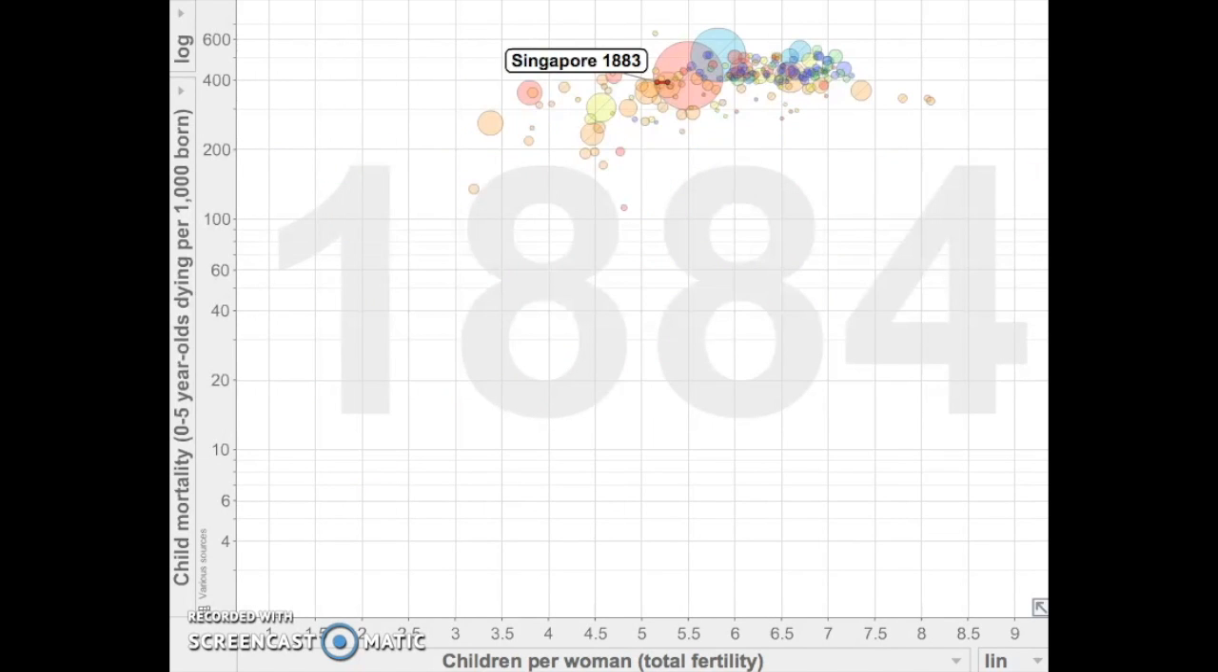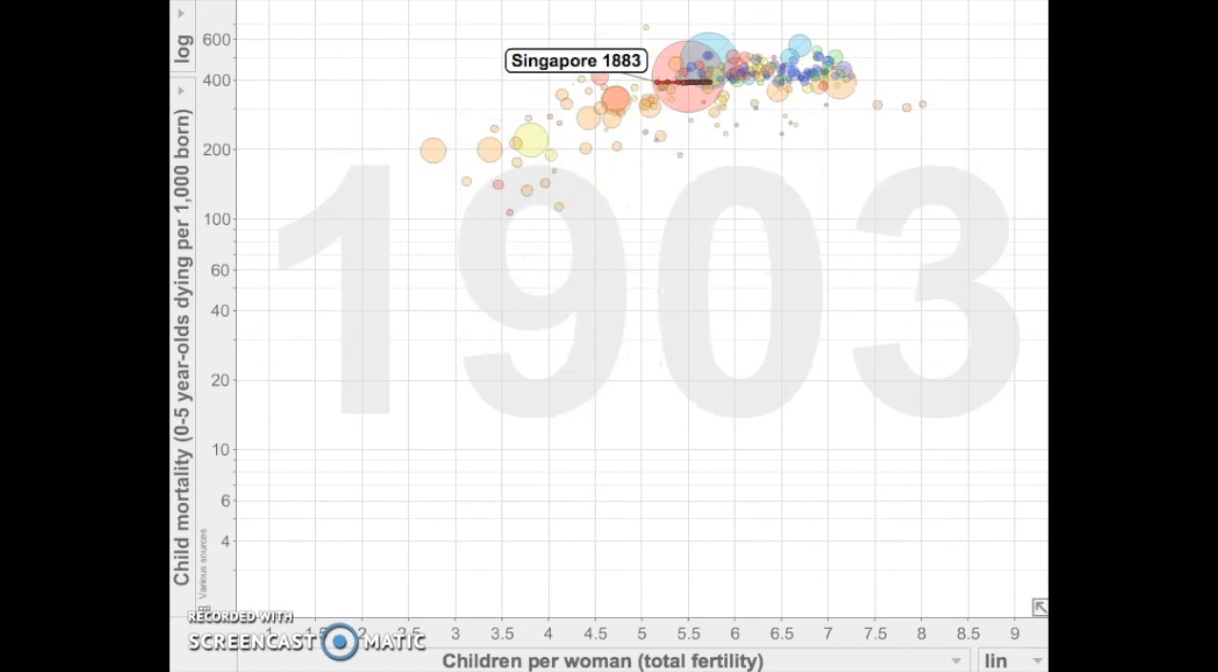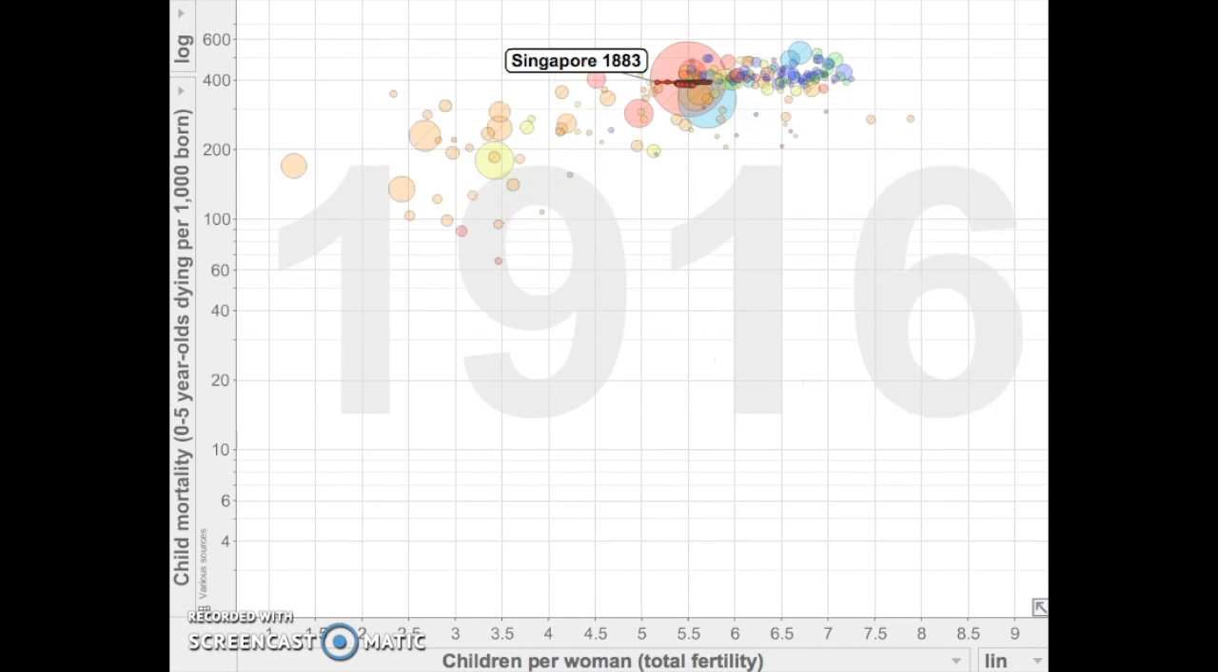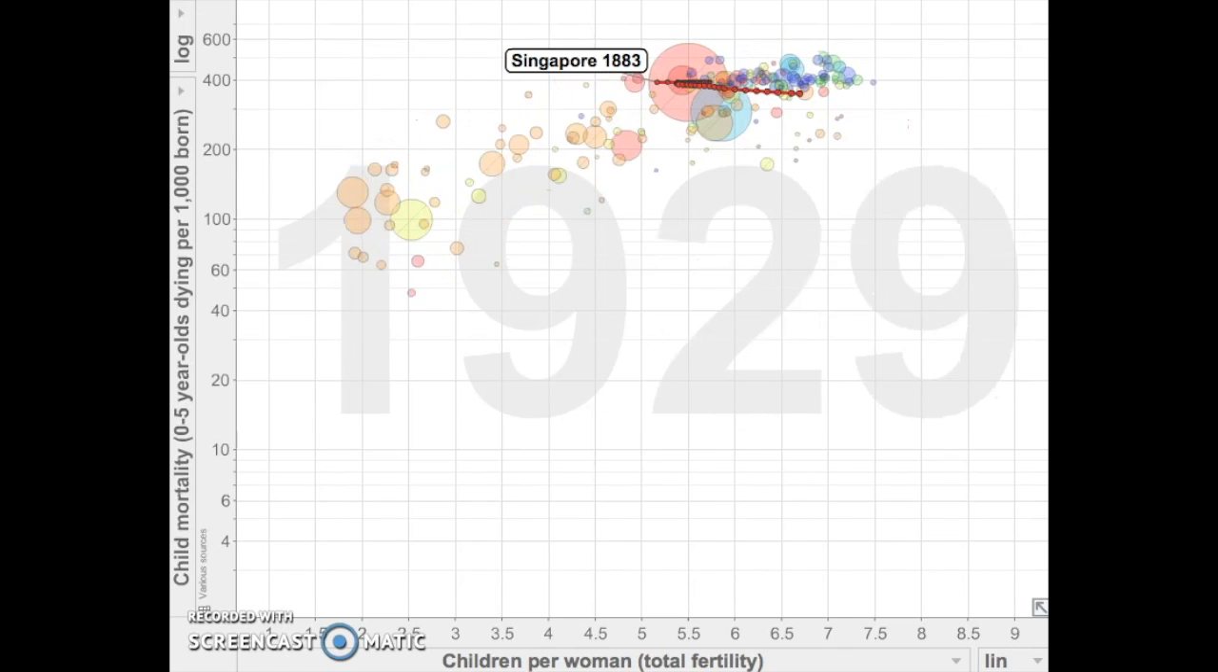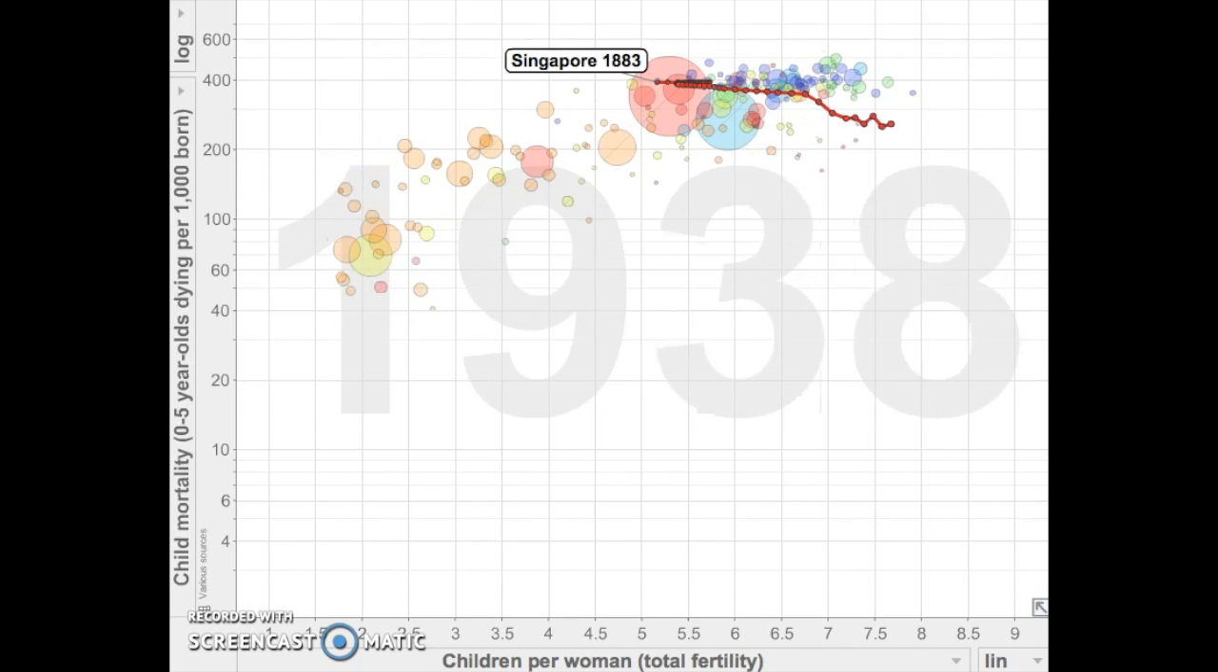Unlike France, Singapore begins in the middle of the cloud of countries with a high mortality and fertility rate in the 1800s. Then, Singapore's fertility rate begins to increase until it has reached almost 8 children per woman in 1938. This was because of the British colonial period in Singapore, when the population grew significantly and prospered. Singapore became a part of the Straits Settlements from the British East India Company, and under their new power, they continued to grow in wealth and size.